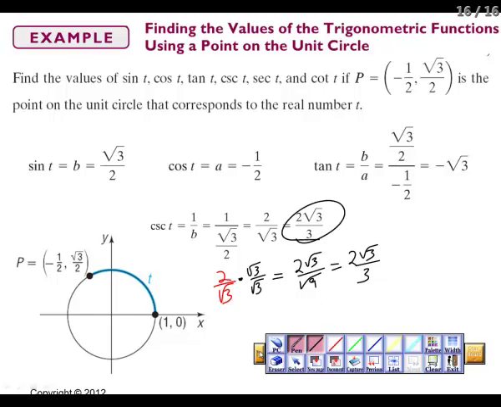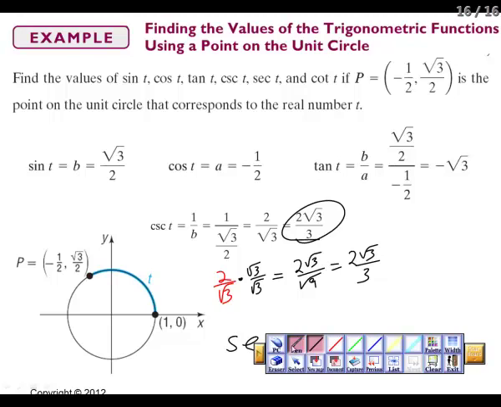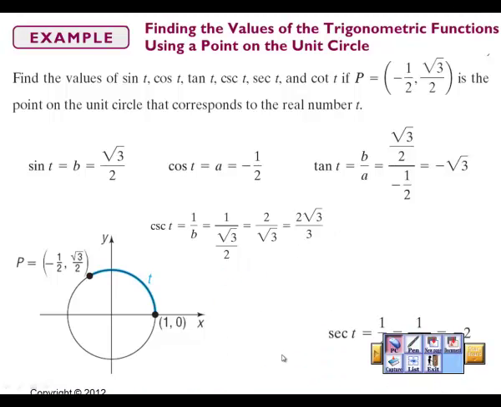Now also, cosine is the reciprocal of secant. So if cosine t is equal to -1/2, then secant t must equal what? You should have said negative 2 over 1, or just negative 2. And so that's what we get here.